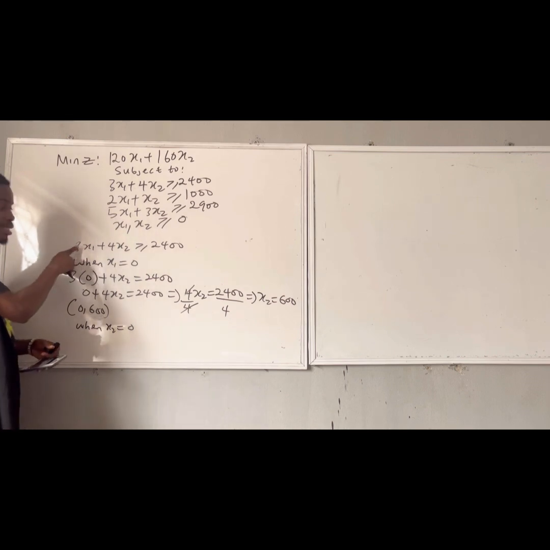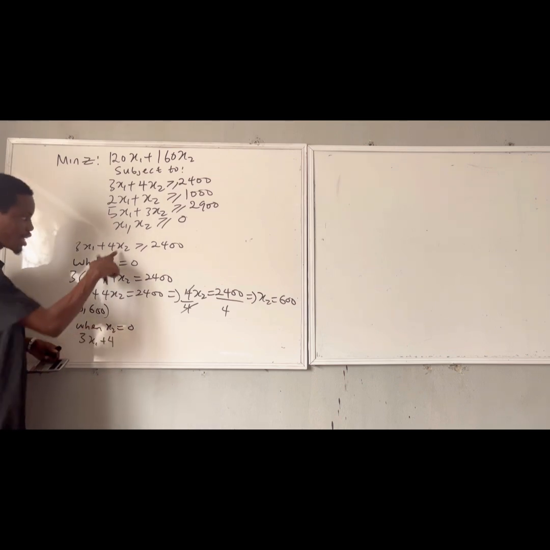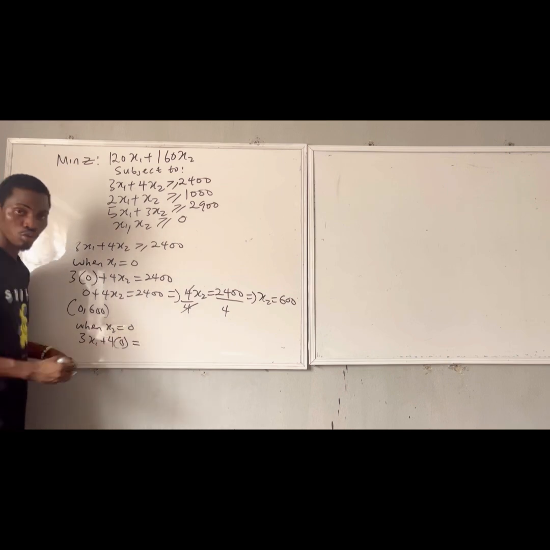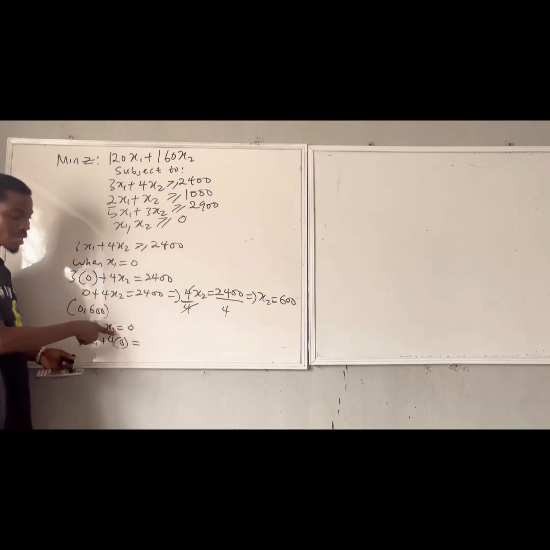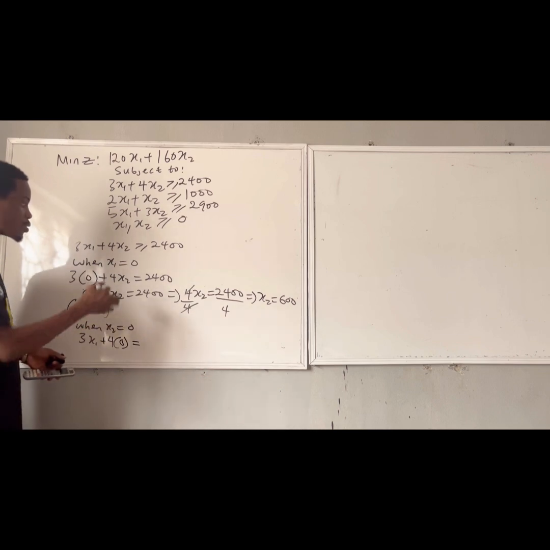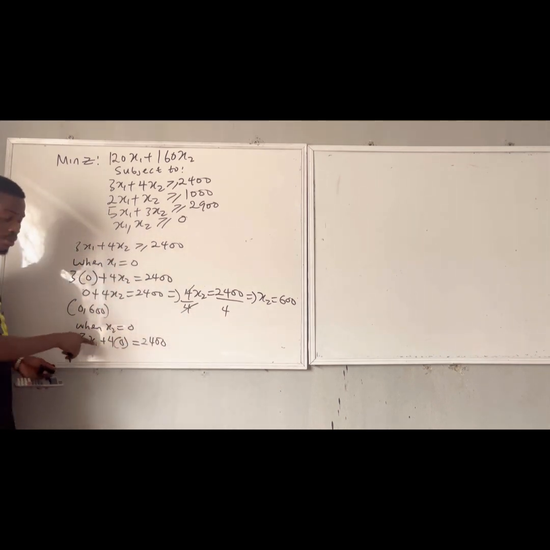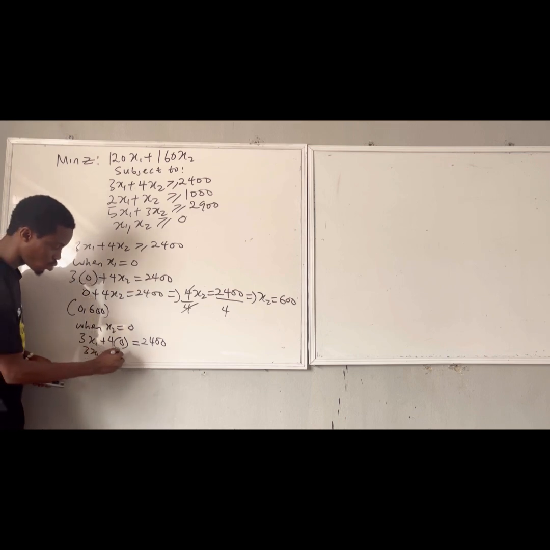This is the first constraint. We have 3x1 plus 4 times x2, and x2 is 0. The greater than or equal to sign turns to equality, since we are solving with the graphical method and we have equated x2 to 0. So 2400. Multiplying, we have 3x1 plus 4 times 0, which is 0.